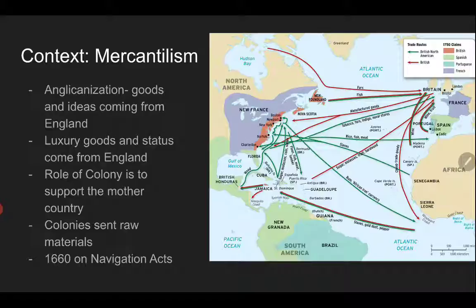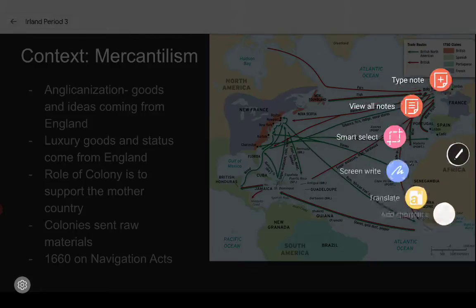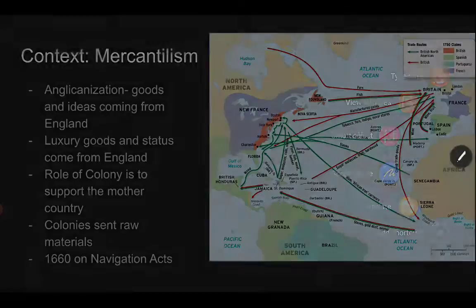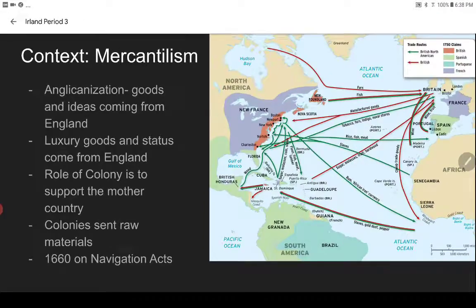The role of the colony is to support the mother country. They're supposed to pay their taxes. They're supposed to supply them with raw materials, right? And so this is what they are supposed to be doing. And again, the Navigation Acts are regulating trade. I think most folks kind of got that before.